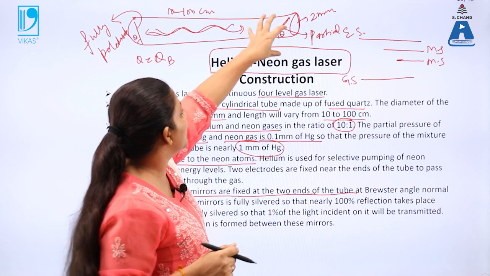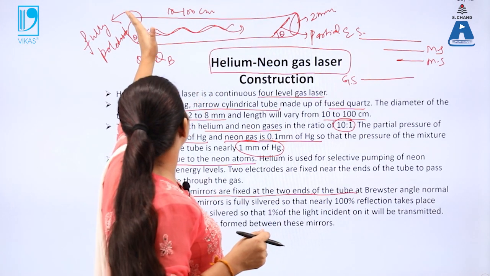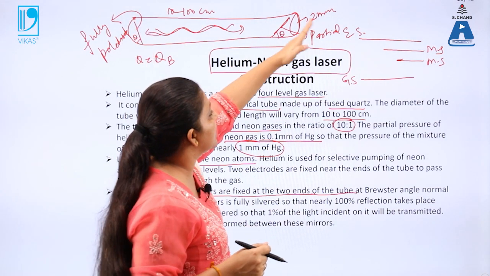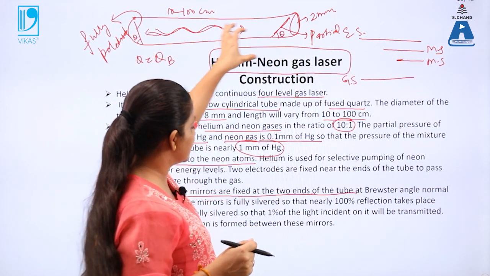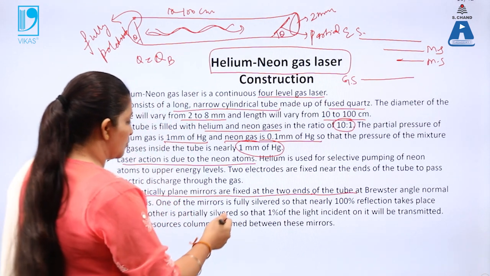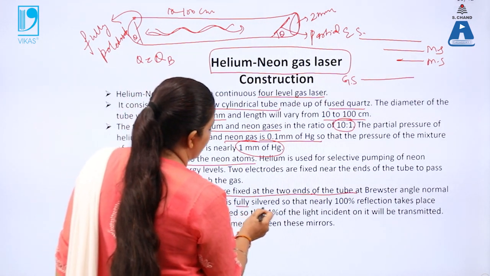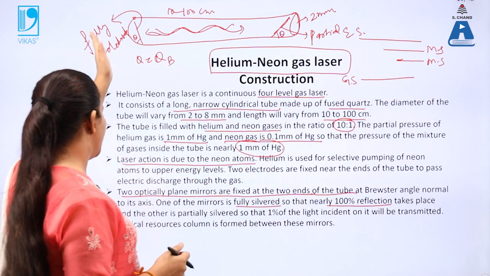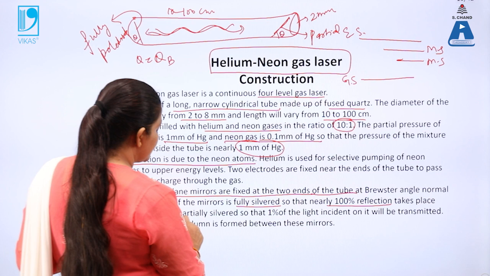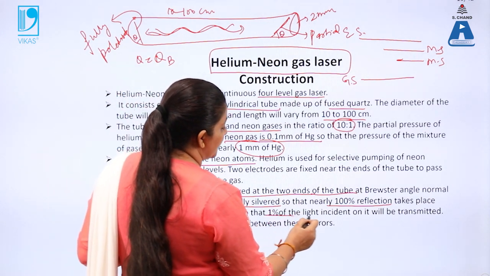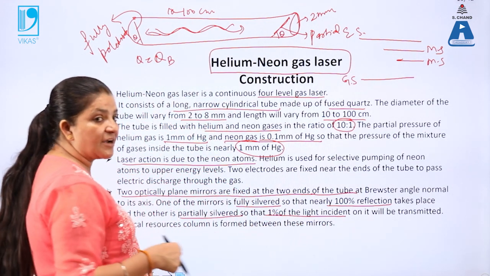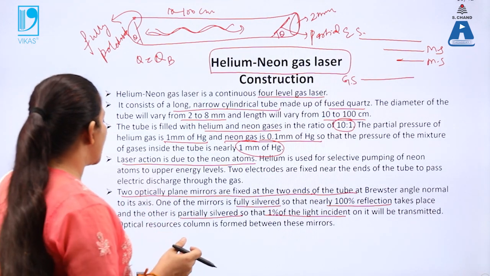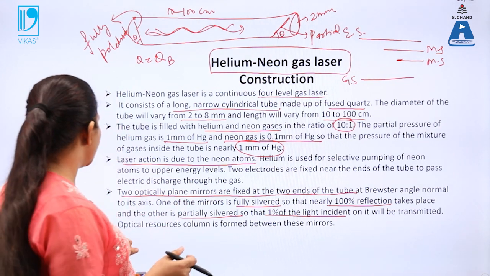So this is a combination of two mirrors. One mirror is fully polished on one side, while on the other side it is partially polished, because the laser light will be transmitted there. For example, one mirror is fully silvered, so nearly 100% reflection is done from the left side mirror, while the other is partially silvered, so that 1% of the light incident on it will be transmitted. This means that when the highly intense light is formed, it will be transmitted.